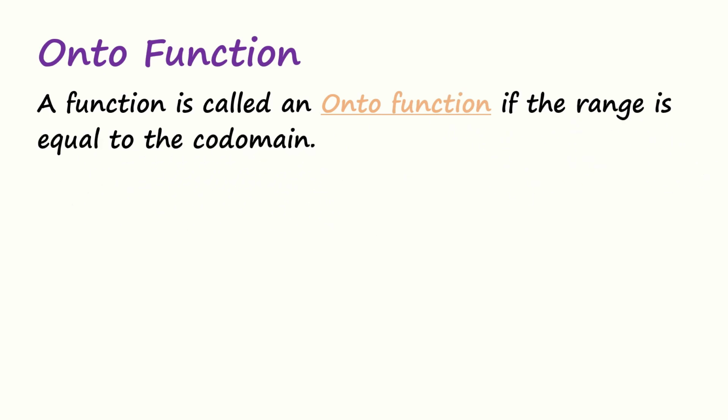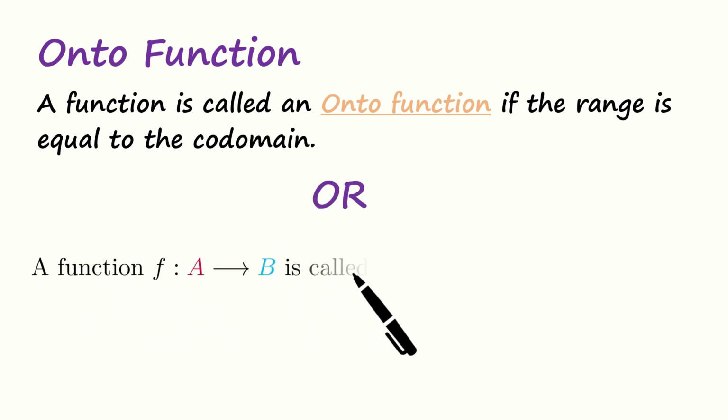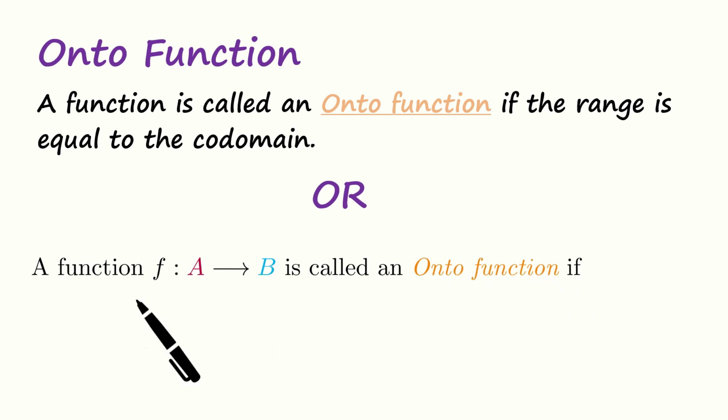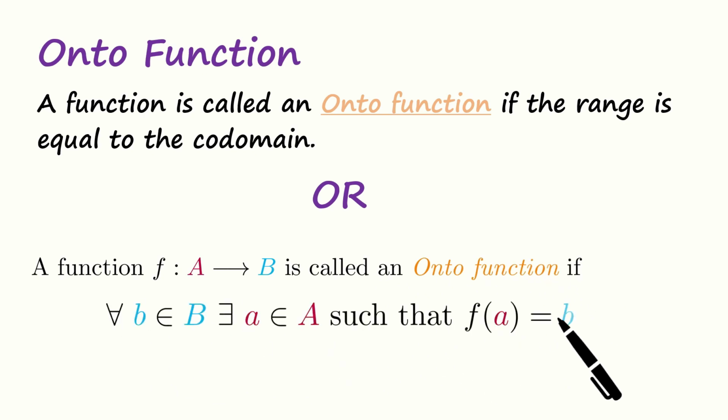A function is called an onto function if the range is equal to the codomain. In mathematical language, a function f from a set A to another set B is called an onto function if for all elements b in the codomain there exists an element a in the domain such that f of a is equal to b. This is just a mathematical way of saying that each of the elements in the codomain has at least one inverse image.